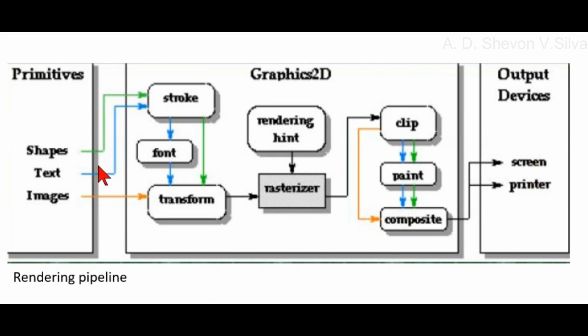In images, images are connected to transform. Transform is connected to rasterizer. Rendering hint is connected to rasterizer. Rasterizer is connected to clip. Clip is connected to composite. Composite is connected to screen and printer.